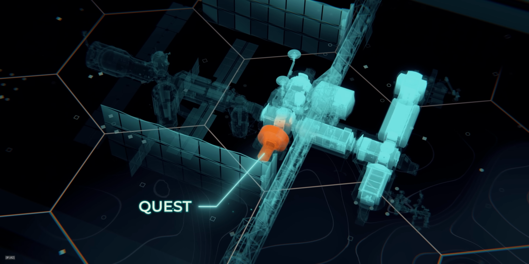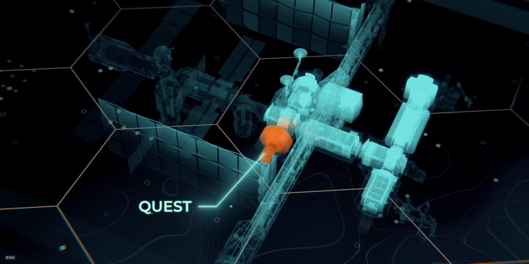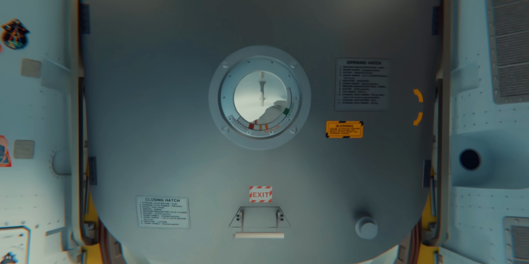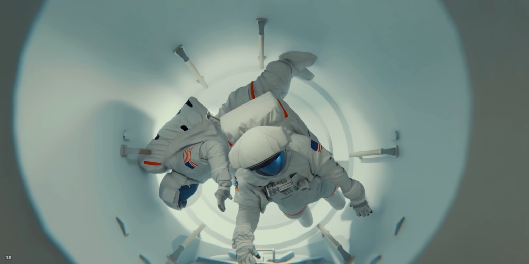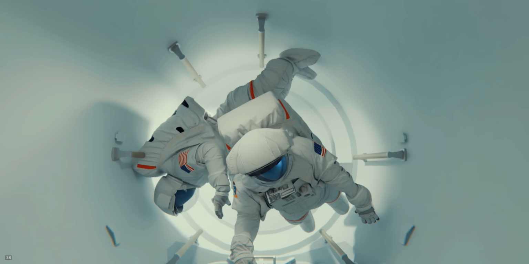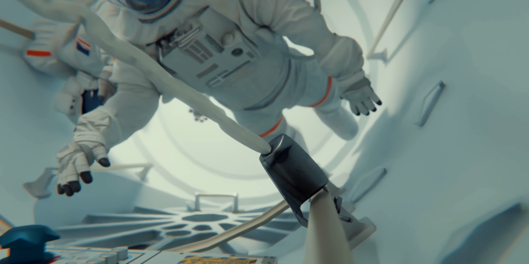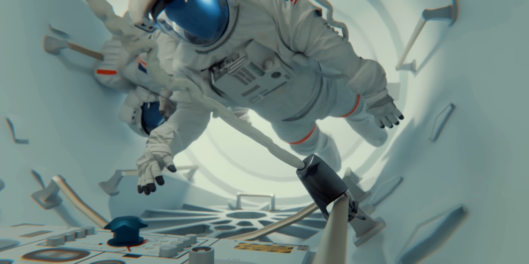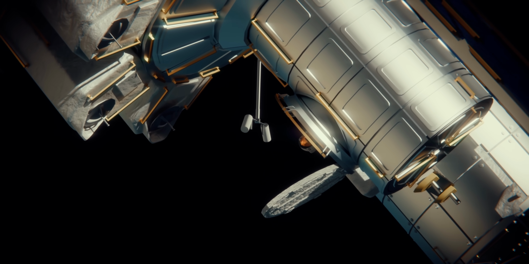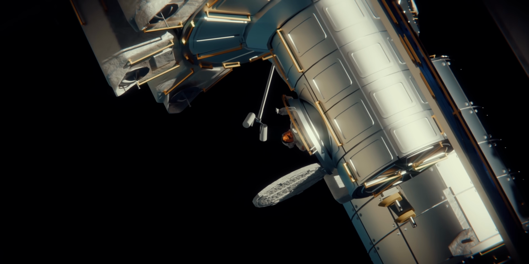Right now they're inside the Quest module, that's the airlock. The pressure inside is slowly dropping to match the cosmic vacuum outside. They secure their safety tethers to make sure they won't drift off into the abyss. Then the hatch opens and they step out into space.